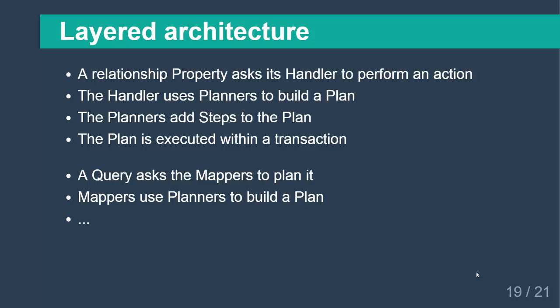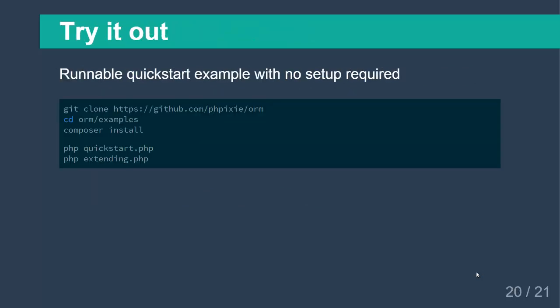We don't need fixtures to test this, because all we need to do is run our handler with specific parameters and then inspect the plan it built and see whether it's correct or not. So all the testing, in fact all the testing in PHPixie, is being done without fixtures, apart from functional tests, the point of which is to test the ORM coupled with the database. So a query mapper acts in a very similar way to a handler. A query asks the mapper to plan it. Mappers then use the planners I already talked about to build the plan, and it's executed within the transaction.